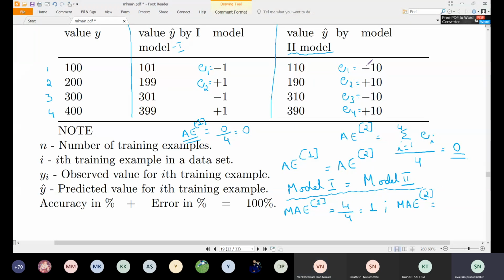Absolute value of minus 10 is 10. So 10, 20, 30, 40. 40 divided by 4 is 10. So absolute value of all the errors, add that, divided by the number of examples. So 10. Now what is your conclusion? First model has mean absolute error 1 and the second model has mean absolute error 10. So what is your conclusion? We vote for the first model in this case.